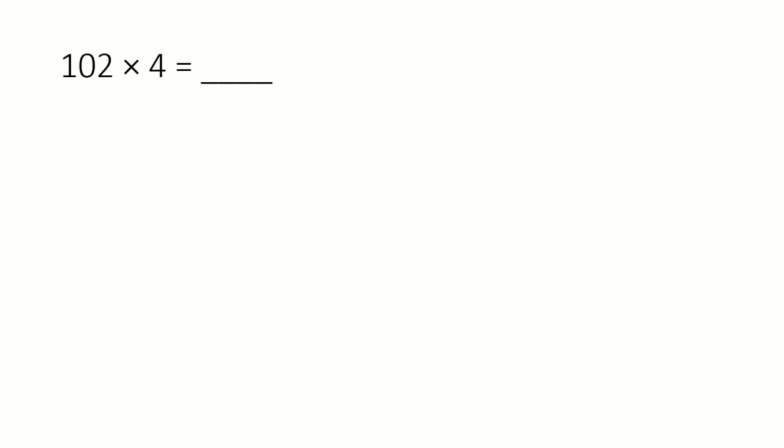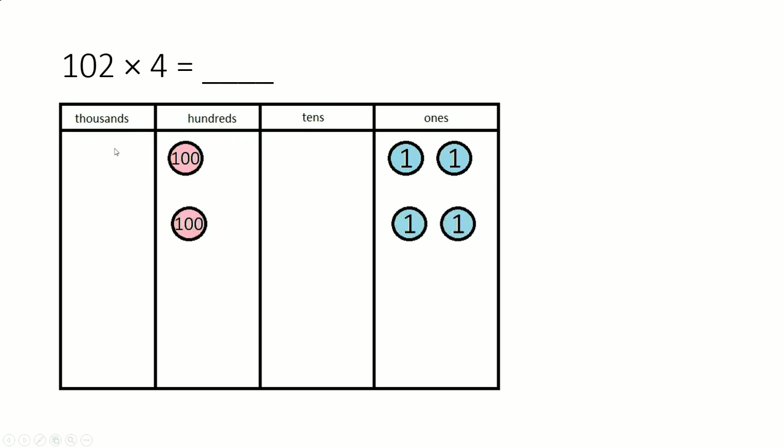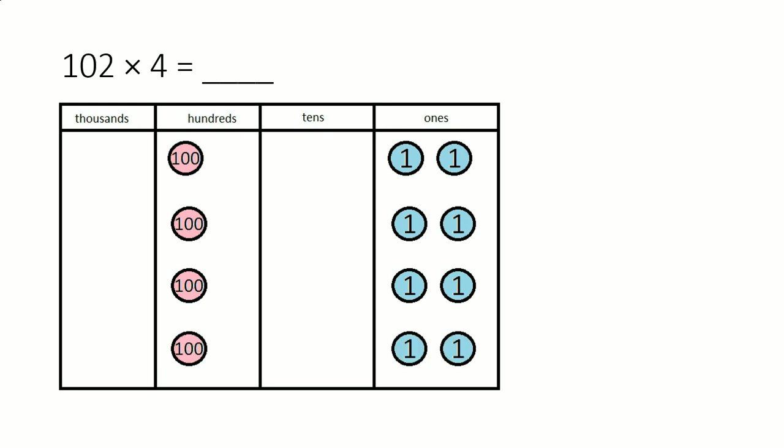Let's look at the last example. 102 multiplied by 4. How many groups of 102 are there? There are 4 groups of 102. Let's show 4 groups of 102 on our place value chart. 1 group, 2 groups, 3 groups, and 4 groups. 4 groups of 102. How many ones and tens are there in total?